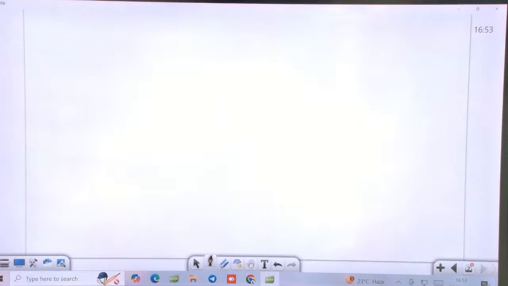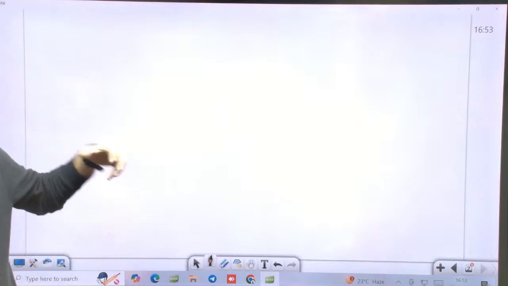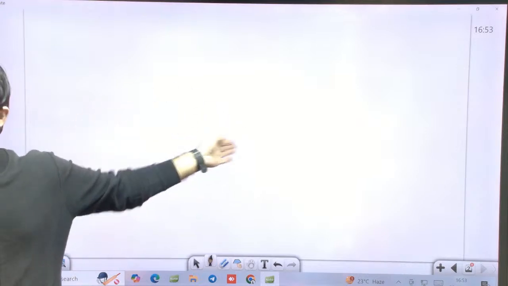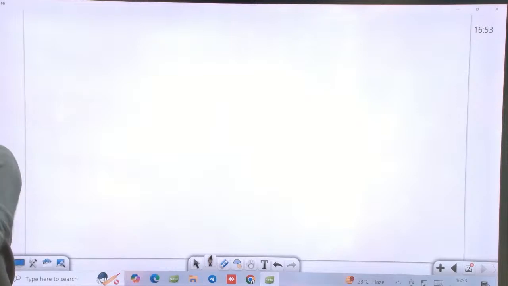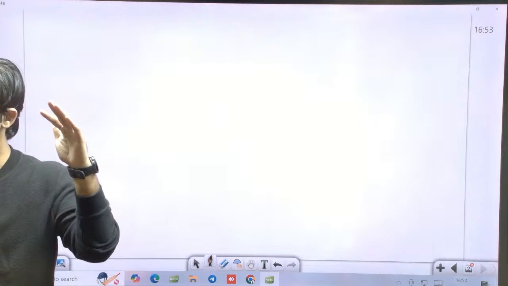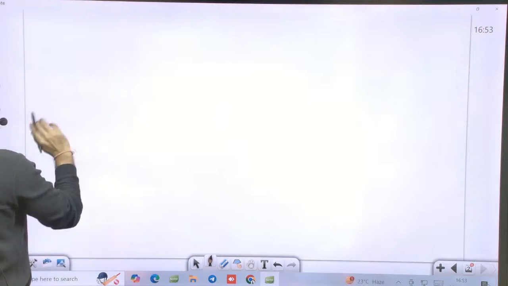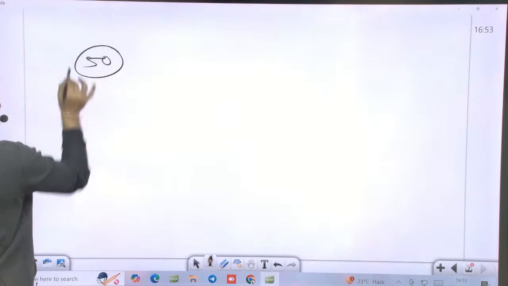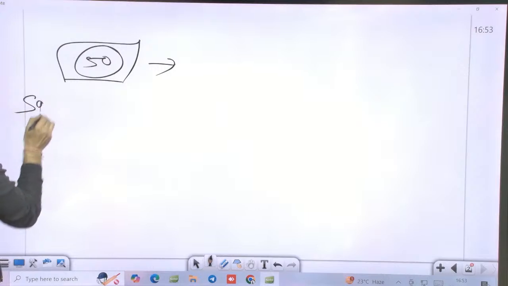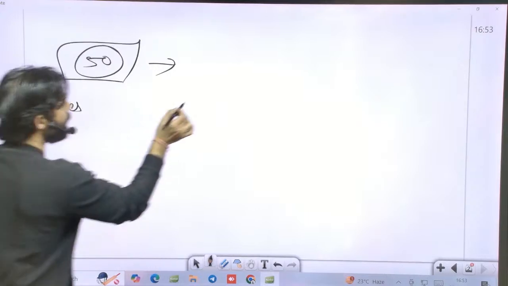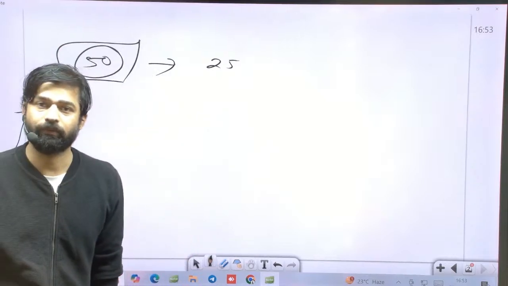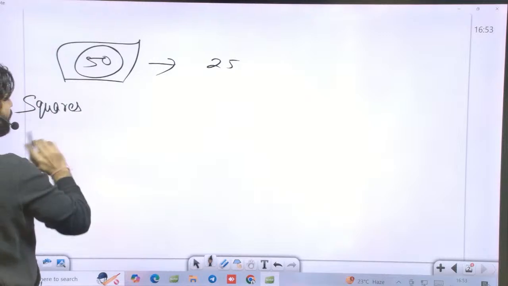It's not that I have made this up just to show you the tricks. No, it is by chance that it is 53 into 53. But what if we get 54 into 54, or the squares of other numbers above 50? In squares of numbers near 50, we take base as 25. Okay, what is this 25?